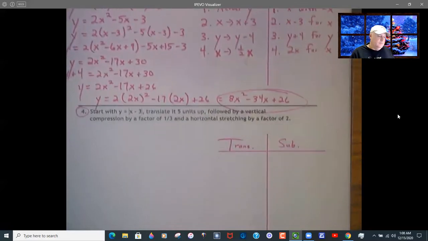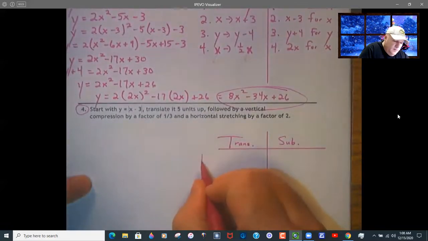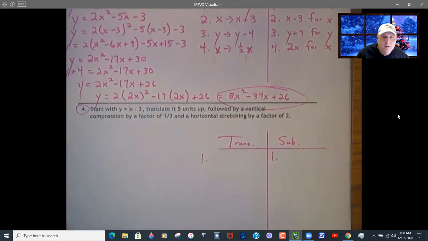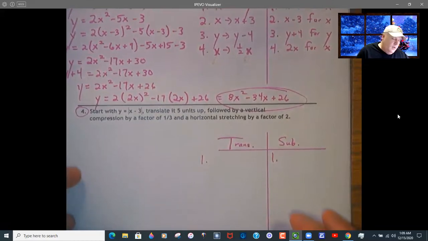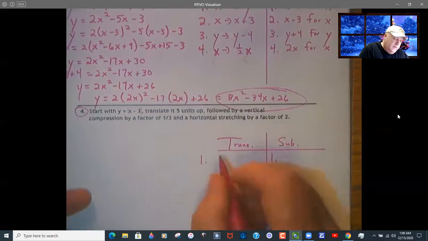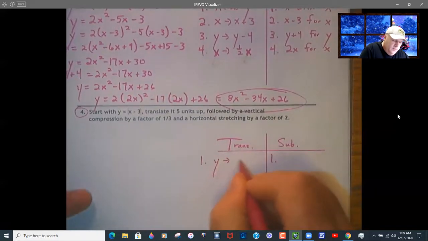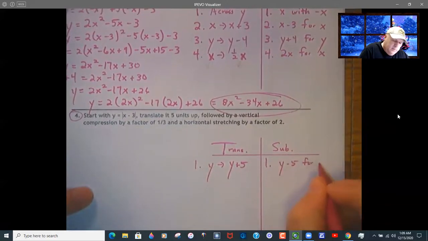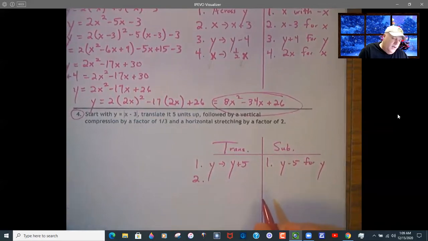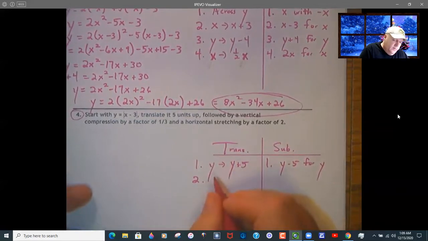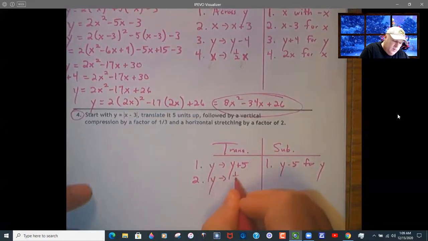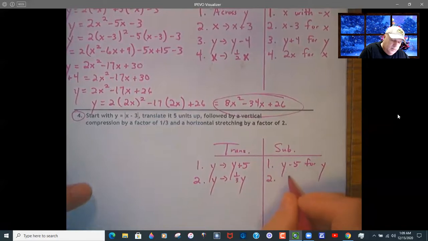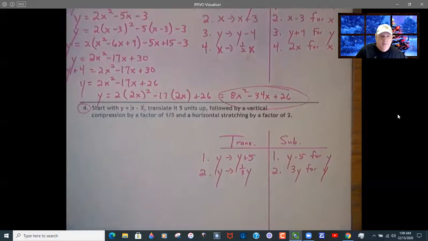All right, so number 4, again, maybe stop the video and see if you can do this in its entirety. All right, so translating 5 units up is going to be this. And y minus 5 will go in for y. Followed by a vertical compression by a factor of 1/3. So that's y going to 1/3 y. And so we're going to put 3y in for y. And both of these would be solving for y.